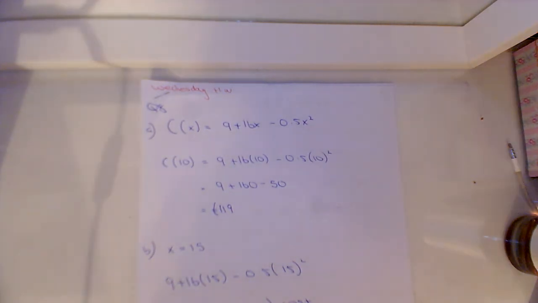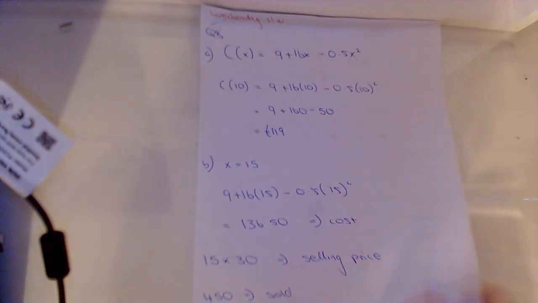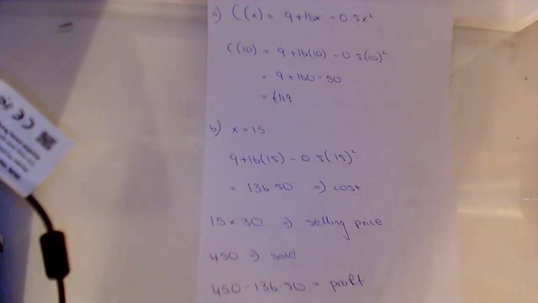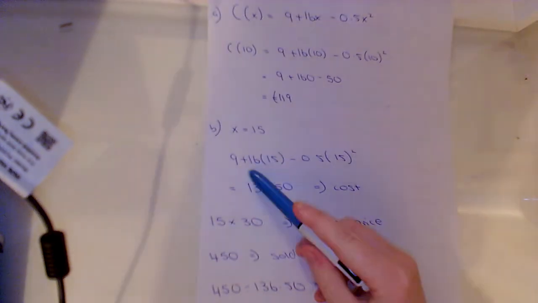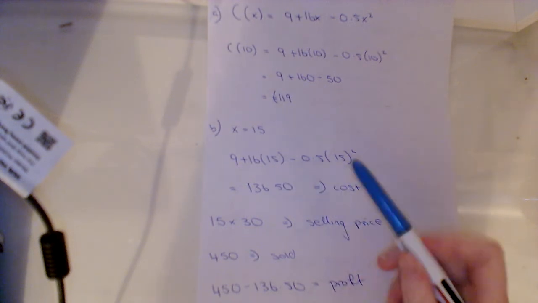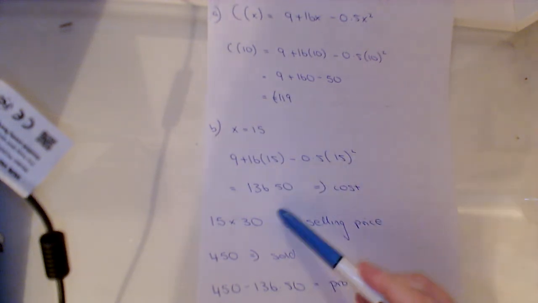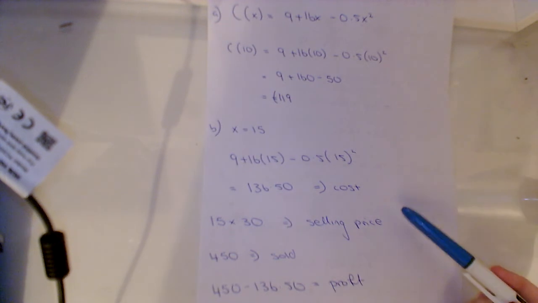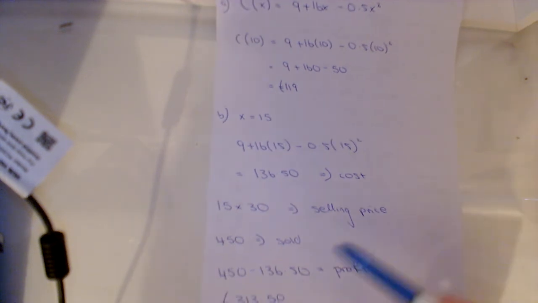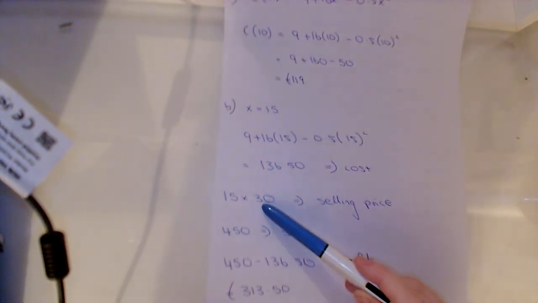Part B, it says the chairs are to be sold at a price of €30 per chair. How much profit will be made if 15 chairs are sold? Okay, so x in this case is going to be equal to 15 this time because I have 15 chairs, so I sub in 15, and I have 9 plus 16(15) minus 0.5(15) squared, and then when I work this out, I get my cost is €136.50.